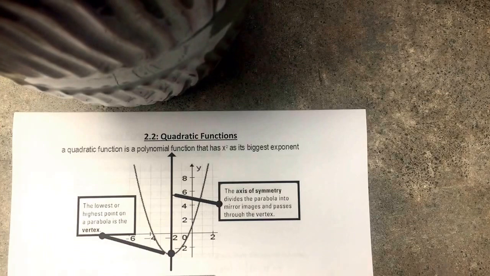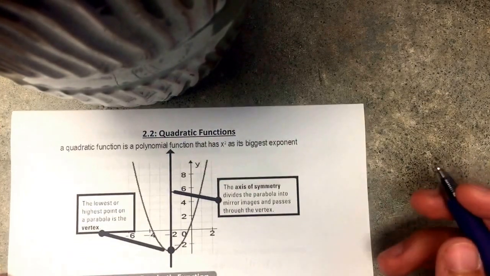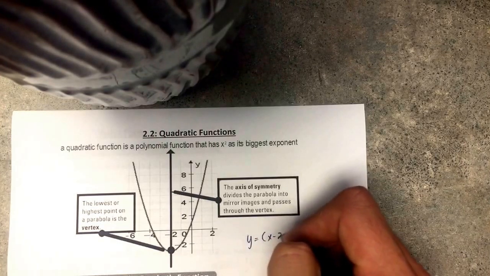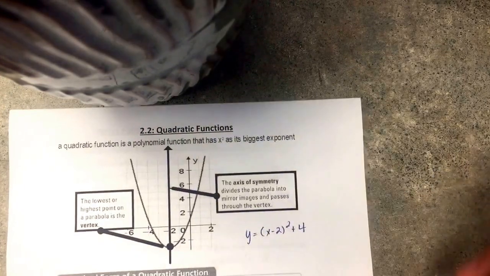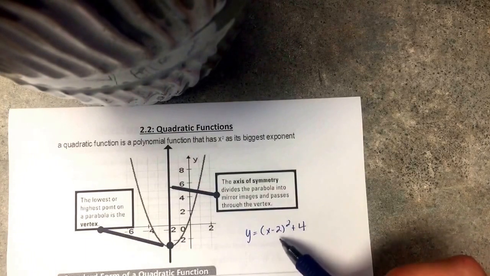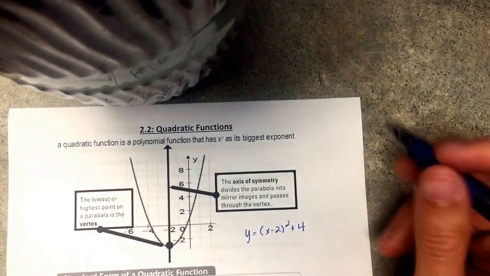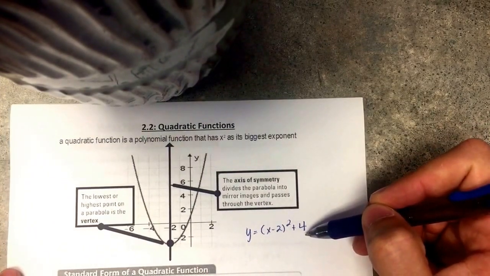Now, the thing that had to be required about that is that every single one of them had to be in the form where something looked like this. And so you had a parenthesis squared with a number inside with x and a number on the outside, added or subtracted. Now, not all quadratic equations are going to look like this.